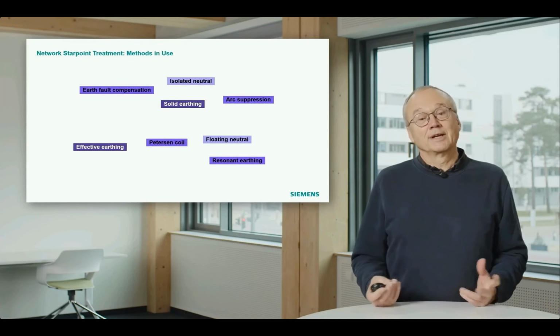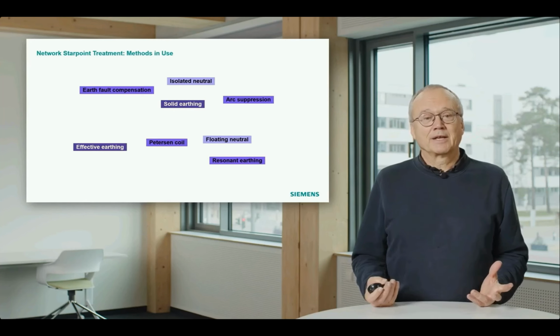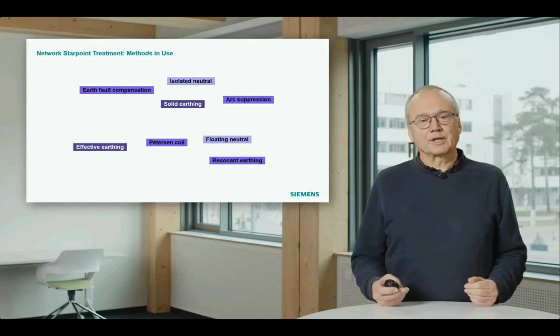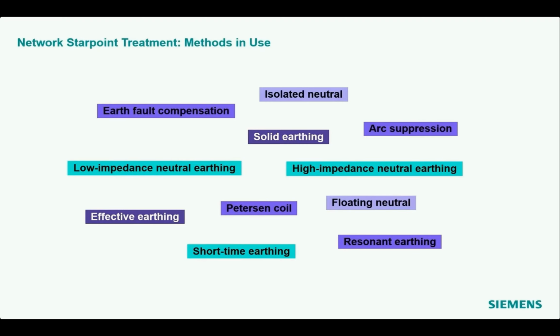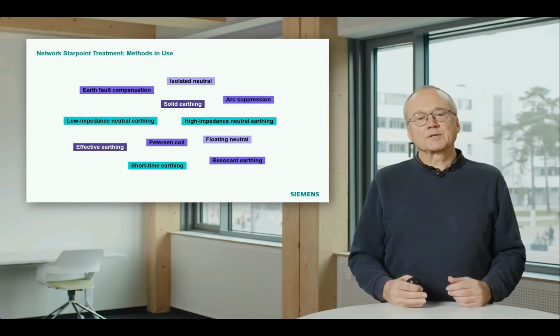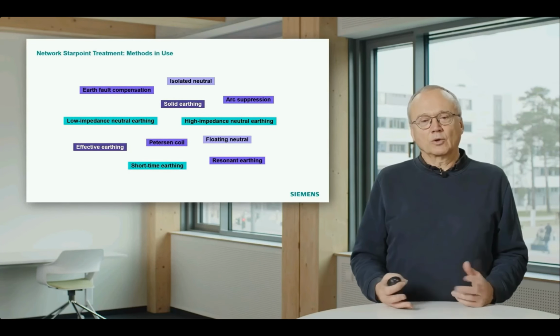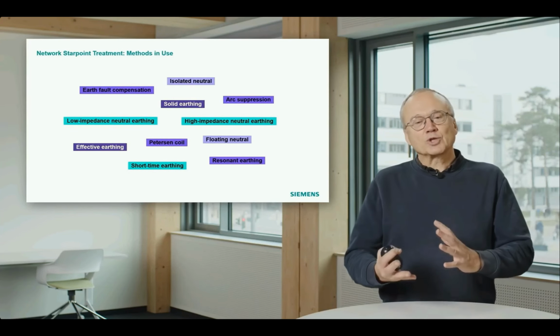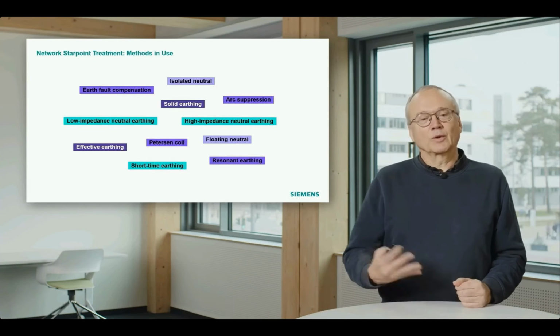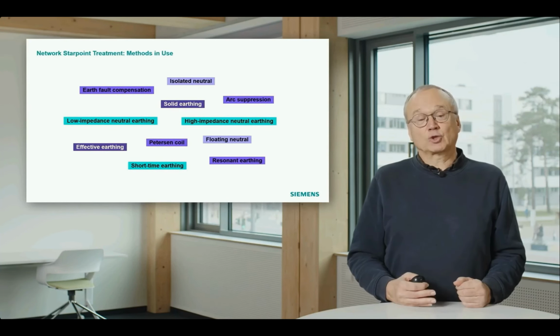One class, unfortunately it has different names, is earth fault compensation or arc suppression, or you call it grounding with Peterson coil or resonant earthing. That's a widely applied thing. And there are a few other methods. You can also put a resistance in between star point and ground, a low resistance or a higher value. It also influences behavior. And you can also do some short time earthing. That means during an earth fault, you change the star point treatment. And we will at the end have a short look at that.